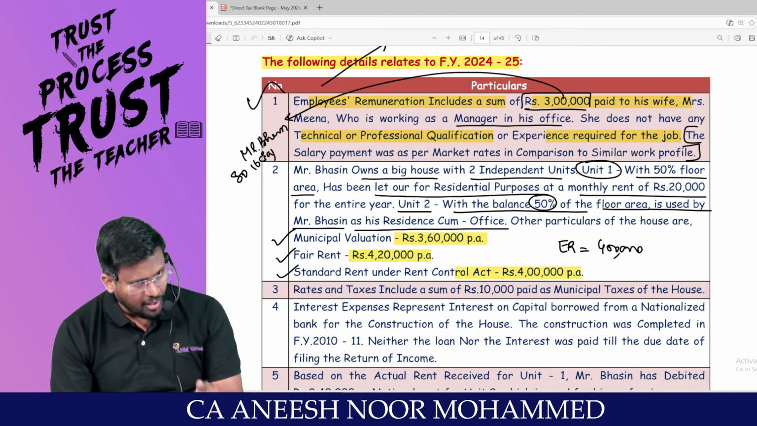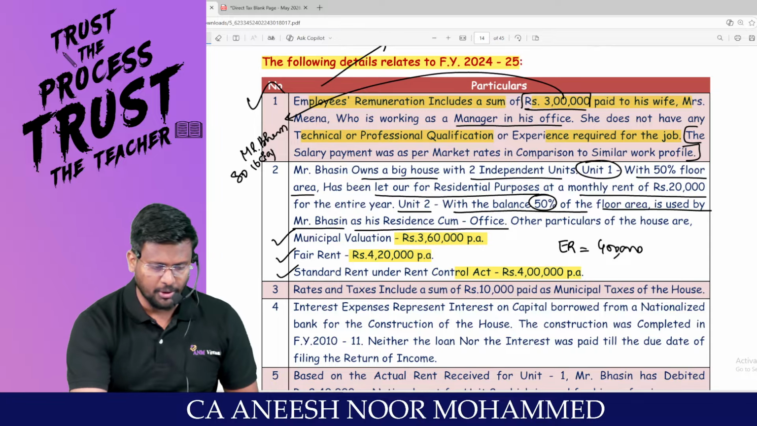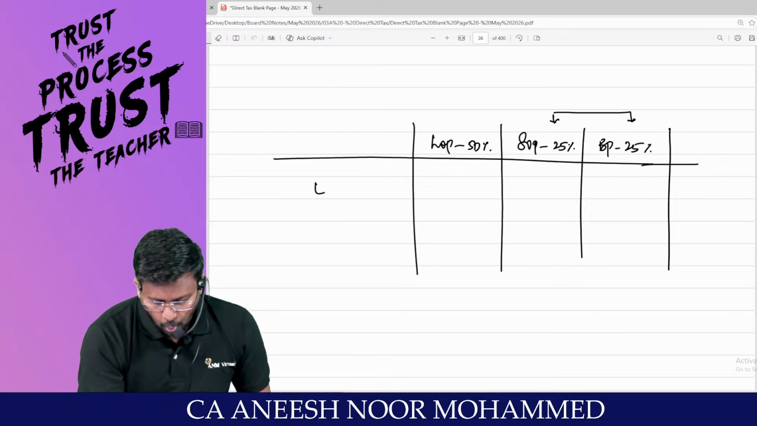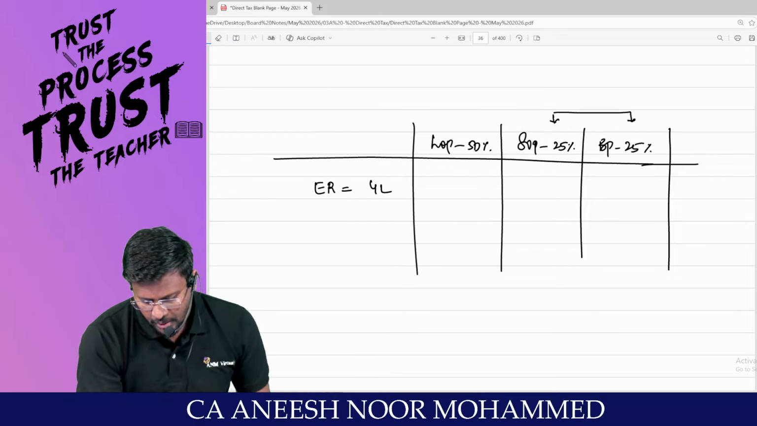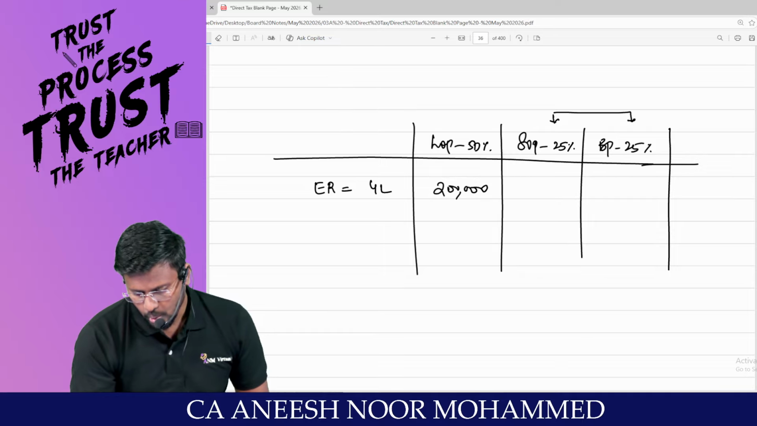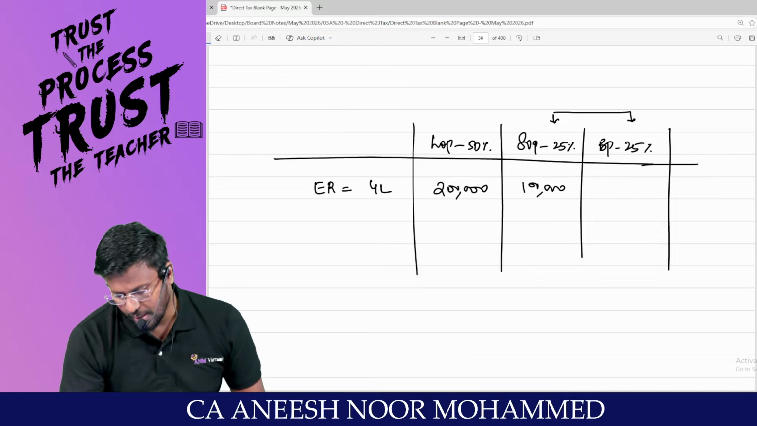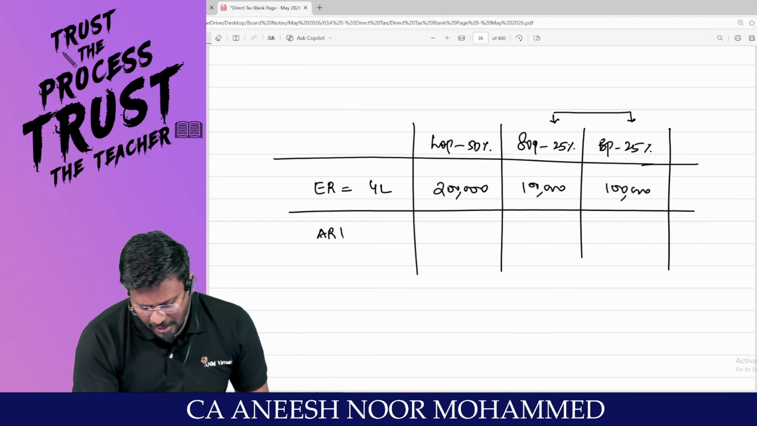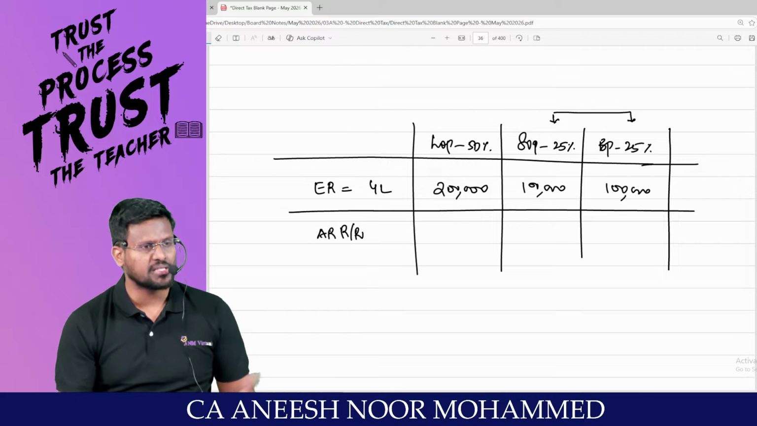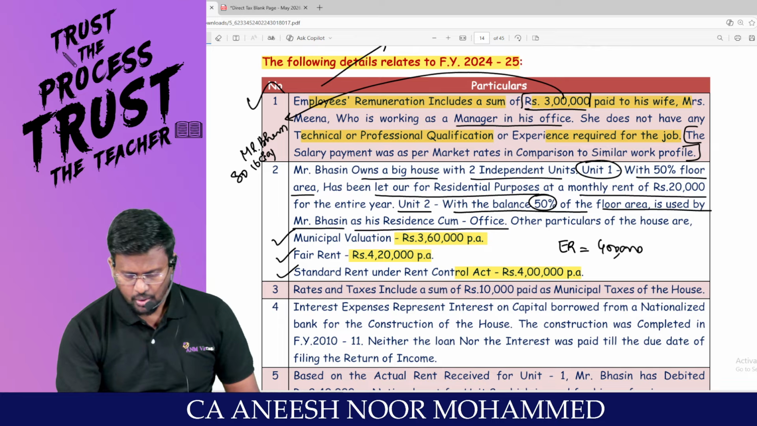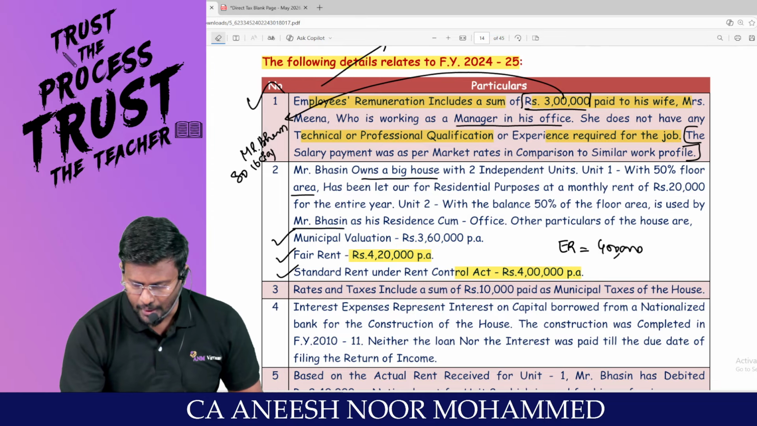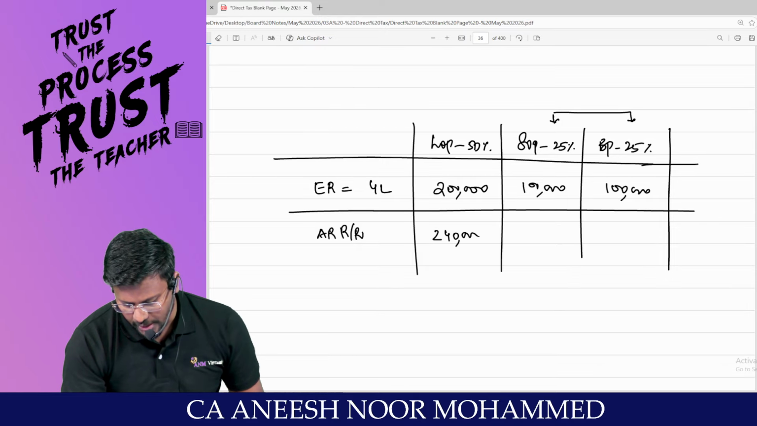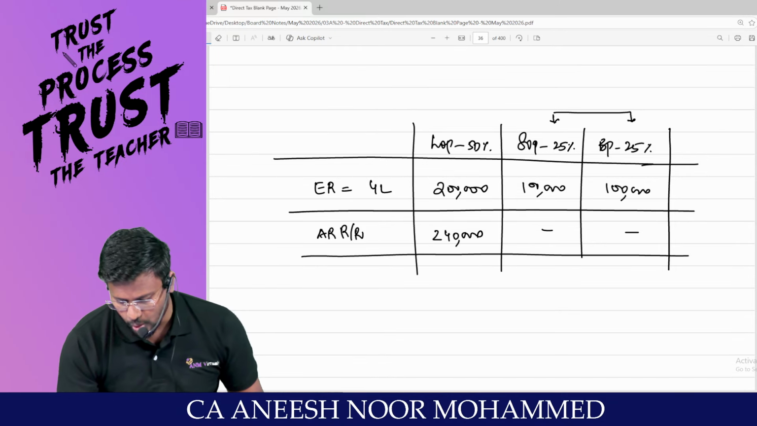Expected rent or actual rent received or receivable. You tell me, sir, we are having expected rent. Am I right? What is the total expected rent? On that 50%, 2 lakh, then 1 lakh and 1 lakh. Am I right with my calculation? Now, actual rent received or receivable. What is the monthly rent? 20,000. So, 20,000 into 12, 2,40,000 rupees. Sir, for the let out portion only, that 2,40,000 will come. Others, it will be dash.